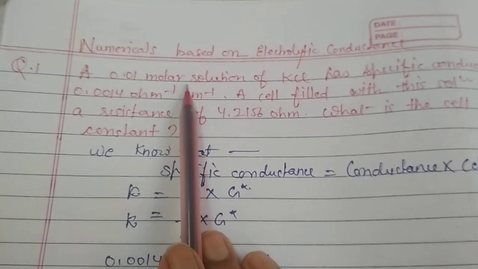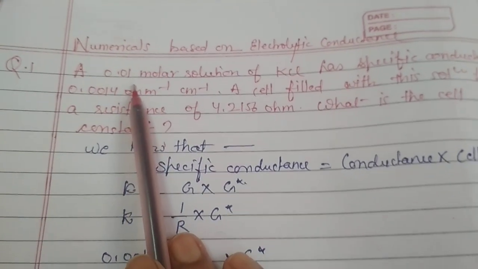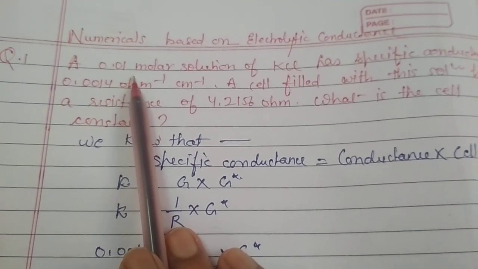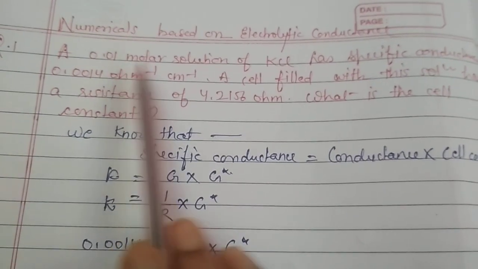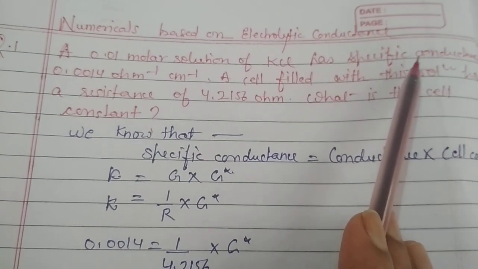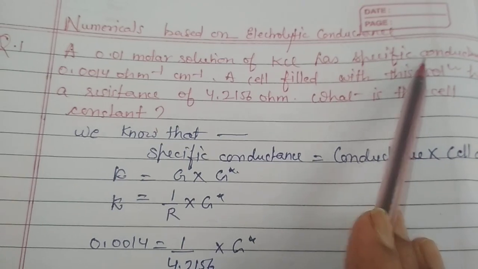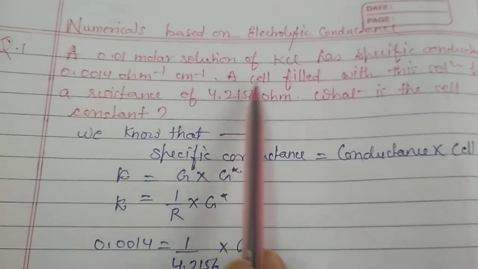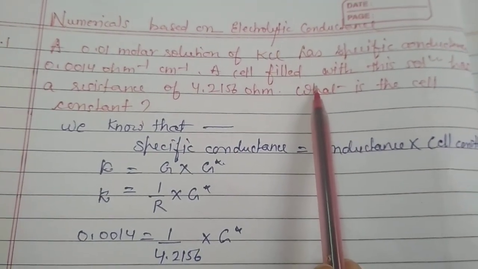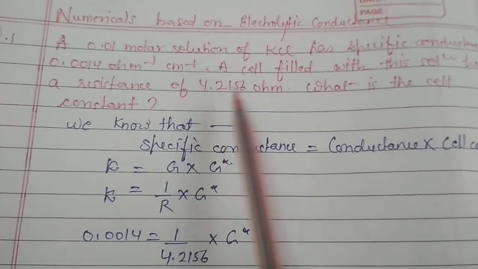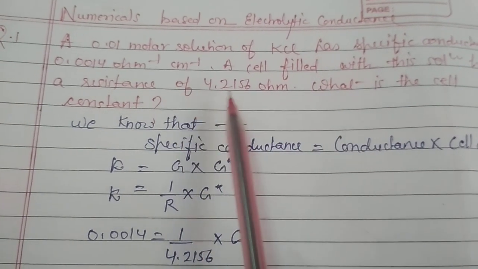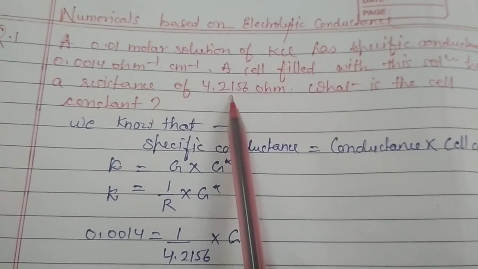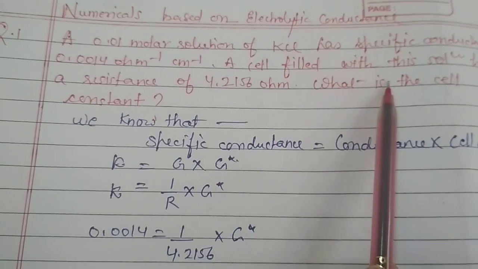0.01 molar solution, it means you have been given the molarity of the solution as 0.01 M. Has the specific conductance. Specific conductance means you have been given the value of kappa. Now this cell is filled with the solution having the resistance. You have been given the value of R here and you have been asked the value of cell constant.